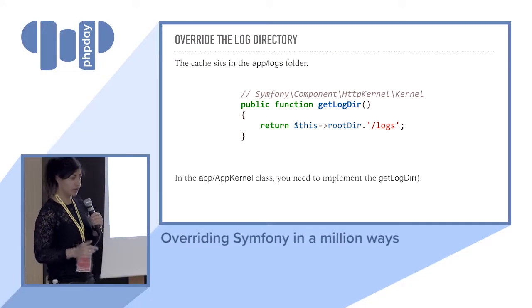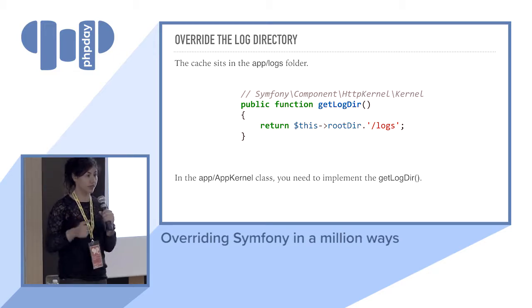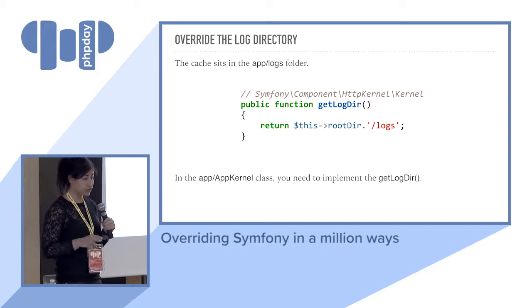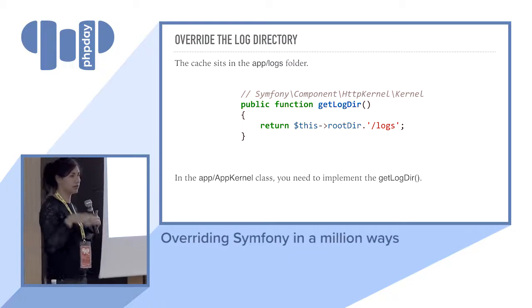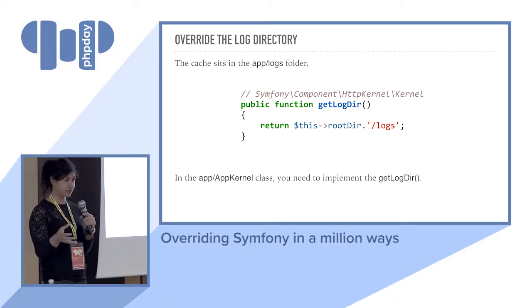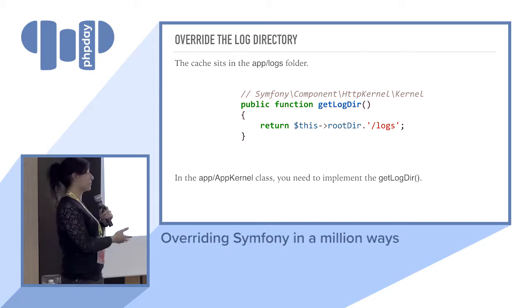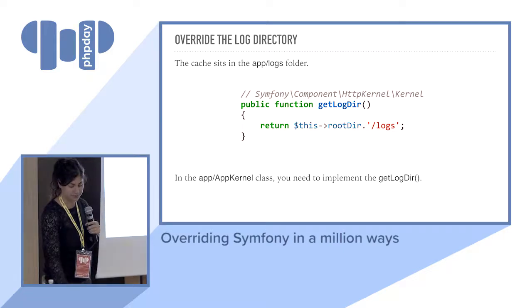Same thing for log. You have the getLogDir method. You just have to change it directly in your app kernel class. Okay. For those two, just remember that for the directories, if you change the place in your system, you just have to make sure that those directories can be written by Symfony. Otherwise, you will have a lot of troubles because you have so many files generated by Symfony. If Symfony can't write in those directories, you will have some troubles.